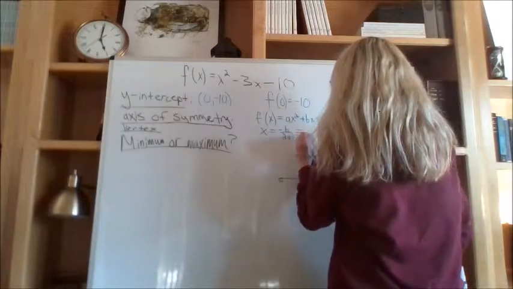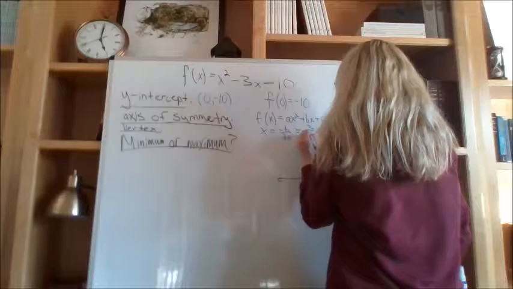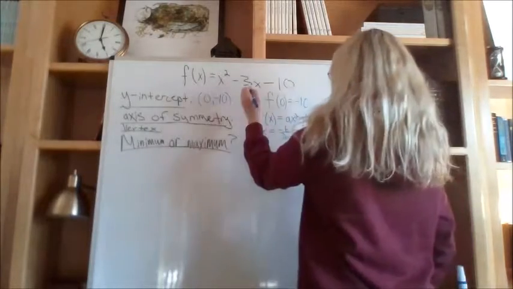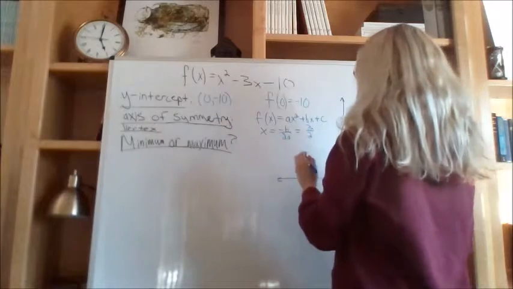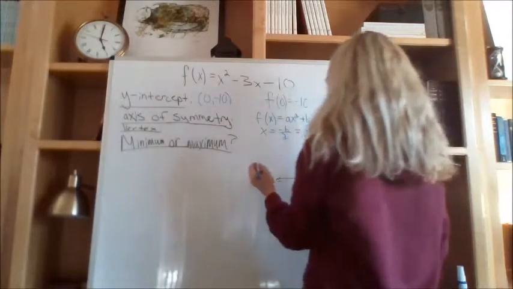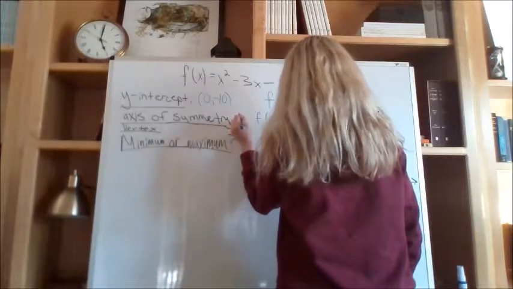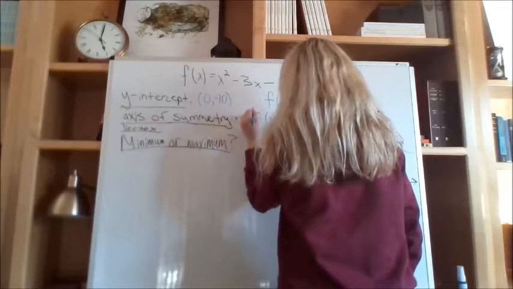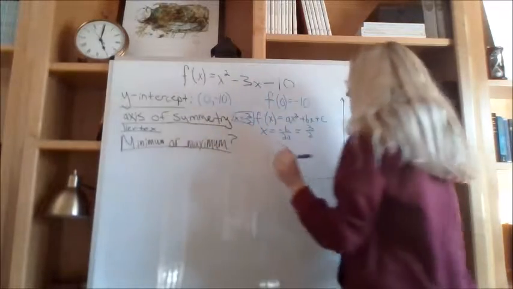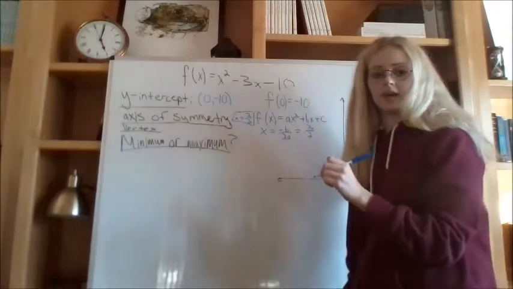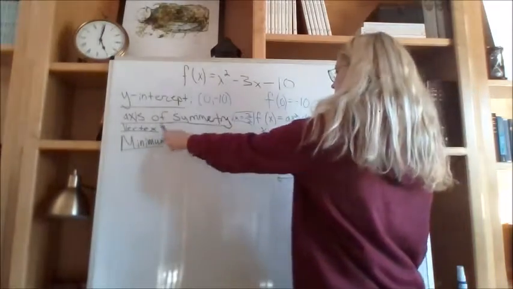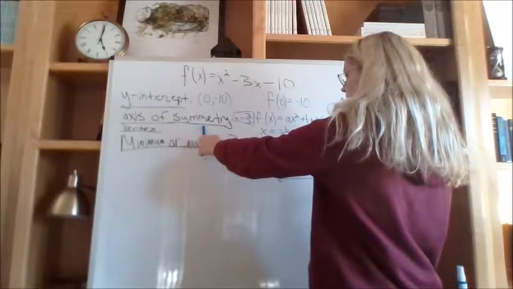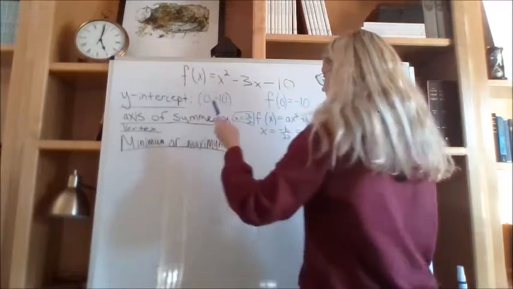So plugging in, we get 3 over 2, because we have -3 for b and 1 for a. So we know that our axis of symmetry is x equals 3 over 2. This is a line. So next we find the vertex, and as we said, we know that the vertex lies on the axis of symmetry, and the axis of symmetry passes through the vertex.